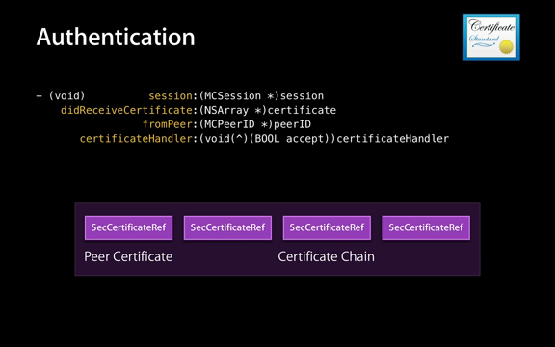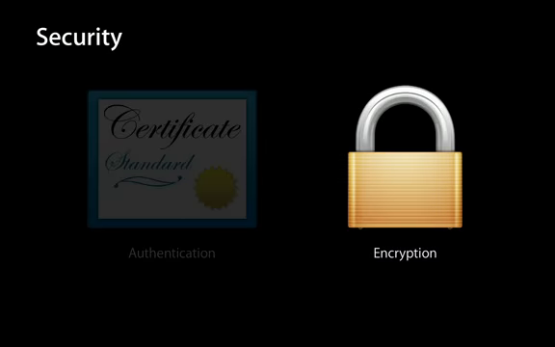And the fourth parameter will be a certificate handler that you will have to execute once you've decided whether you trust that certificate or not. So again, it will be on you to make that determination. Once you get the certificate, you will need to examine it and make the decision whether you trust it or not. Once you make the decision, you will notify the framework by calling the certificate handler and passing it your response, either a yes or a no. So that's how you set up authentication.